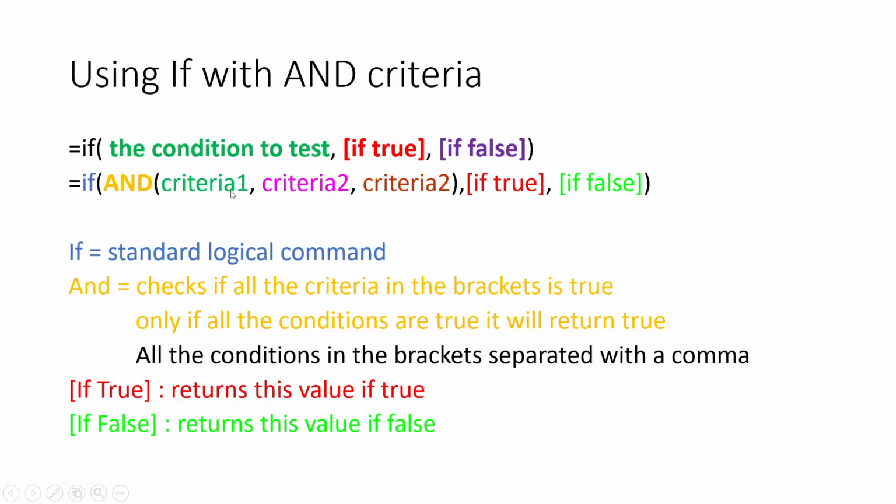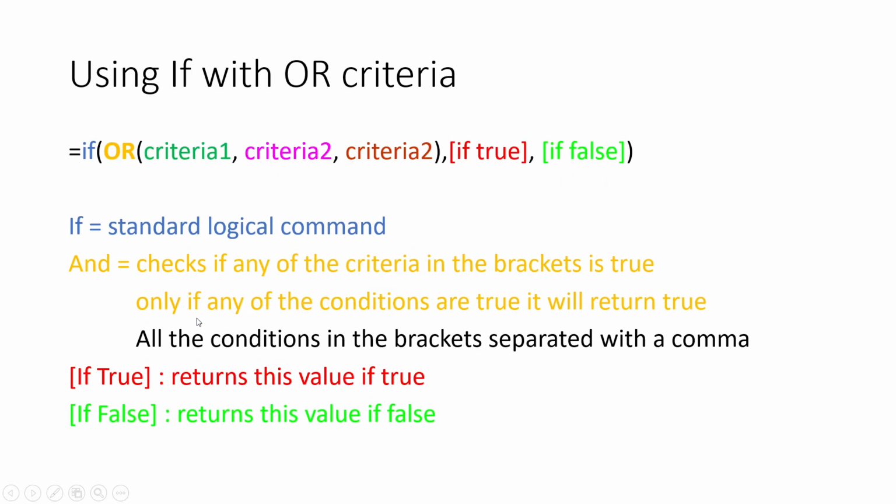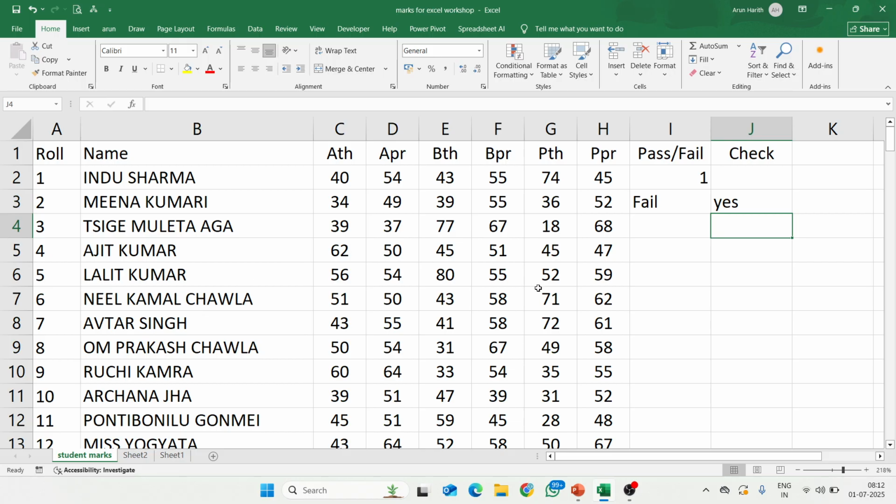It will evaluate criteria 1, criteria 2, criteria 3, it will evaluate all the criterias. And only if all the three criterias are true, will it return me a value of true. Otherwise, even if one criteria doesn't match, it will return a response of false. Like, for example, let's delete all these.